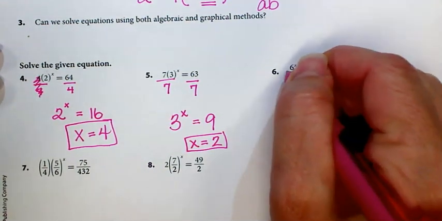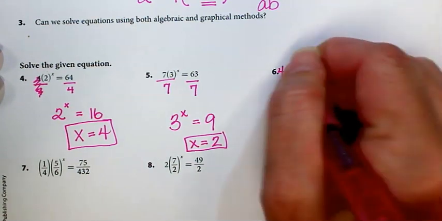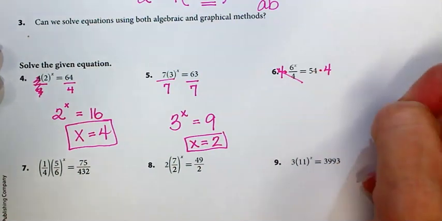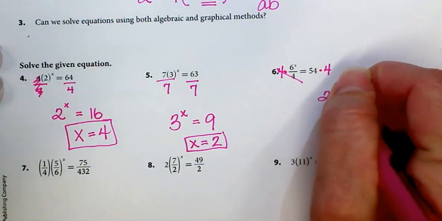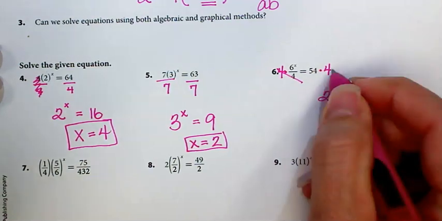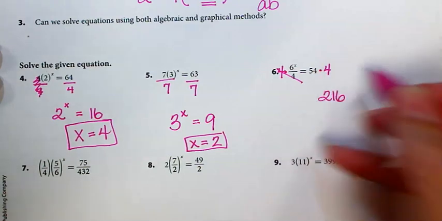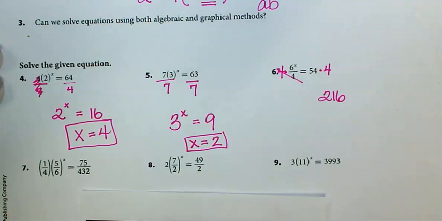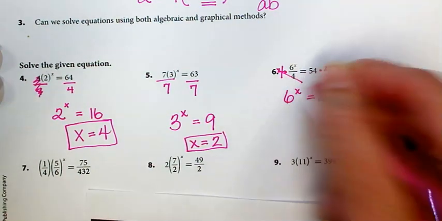Over here, I'm hoping that you realize that the first step you need to do is multiply both sides by 4, like so. 54 times 4, I think that's 216. Because 4 times 50 is 200, and then 4 times 4 is 16, so 200 plus 16, 216, yay! Okay, so 216 is 6 to the x.